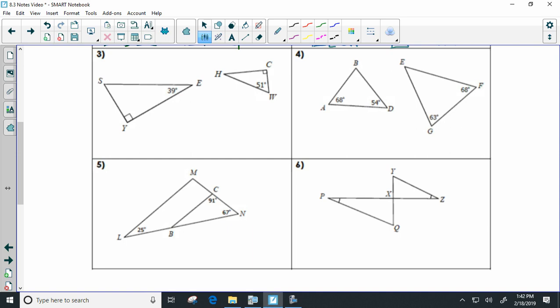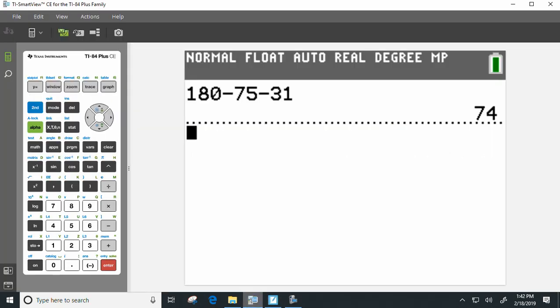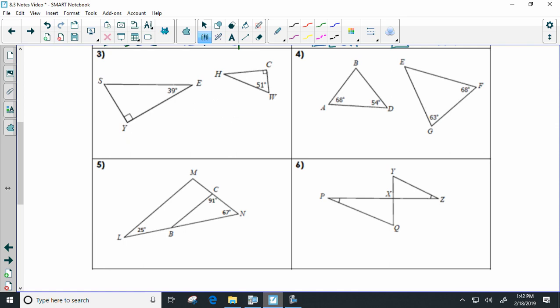All right, question number 3. Now I'm going to have to find angle S. 90 and 39. So 180 minus 90 minus 39 is 51. So this missing angle up here is 51. And really, I only need to find it for the one triangle, because now I can see that 90 is congruent to 90, and 51 is congruent to 51. So I have two angles of one congruent to two angles of the other. So this is another yes. So triangle, no marks is E, one mark is S, and the 90 is Y, is similar to triangle, no marks is H, one mark is W, and the 90 is C. So those two triangles are similar.